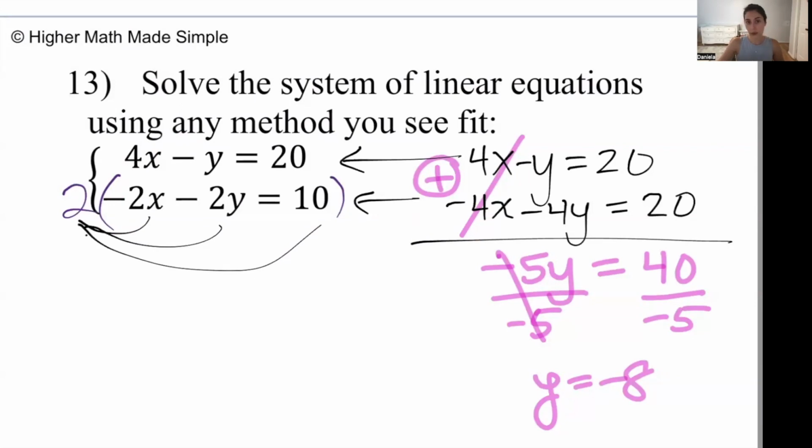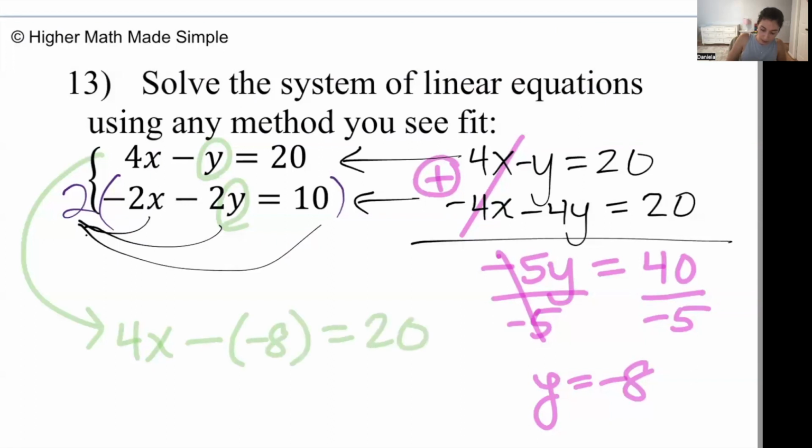And so now I'm not going to show this part, but if you substitute negative 8 into this one or into this one, it doesn't matter. You'll get the same answer because they're a solution to both. The only thing I will say is if you substitute into the top one, a good amount of people make this common mistake. It's minus a negative 8. So this one actually should end up being 4x plus 8 equals 20. Okay, so be careful. So obviously, if you were to solve that equation, surprise, surprise, you would get x equals 3, which is what we got when we did the substitution method.